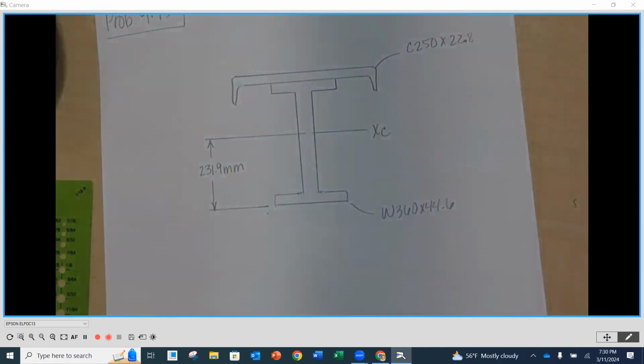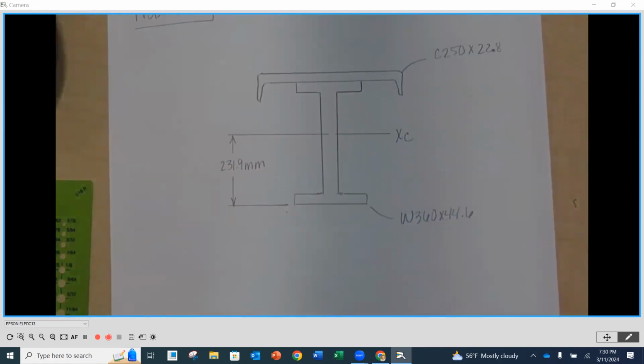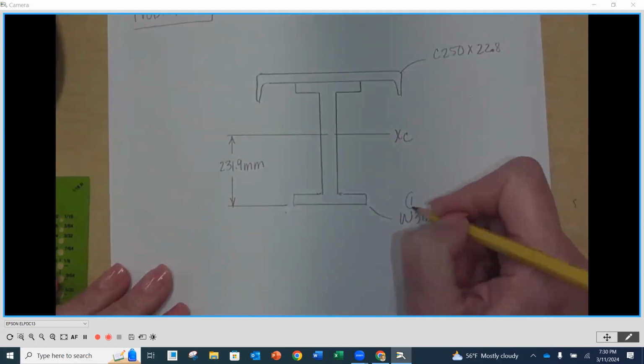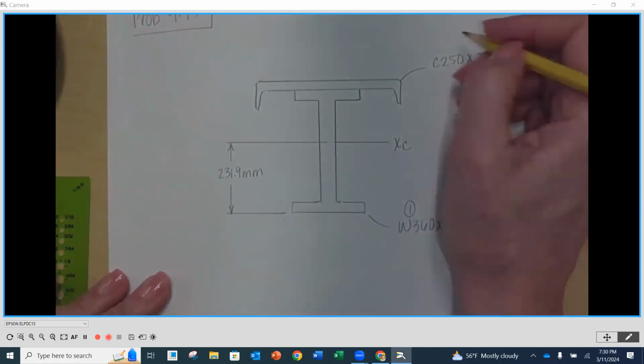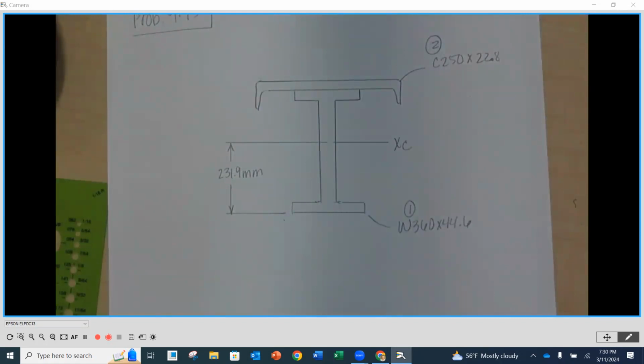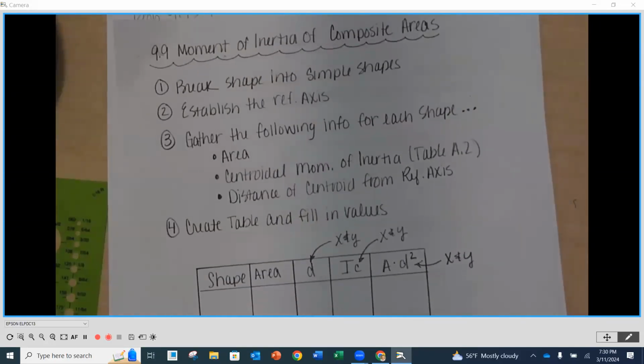This is all going to be in metric units. So because it's in millimeters, it'll be those big numbers, so we'll probably be using some scientific notation. All right. Now when we have standard structural shapes, it's a little bit easier to break it into its separate shapes. So we're going to call number one the W360, and number two is going to be that C channel sitting up on top.